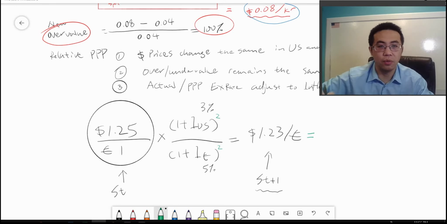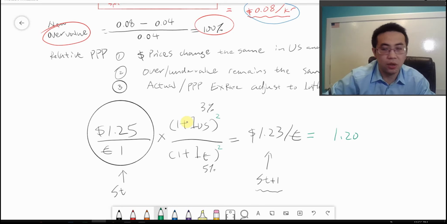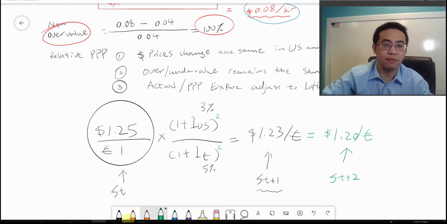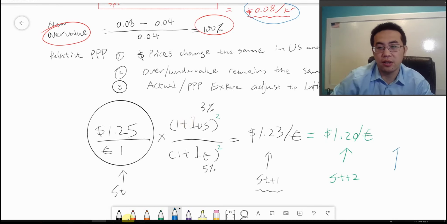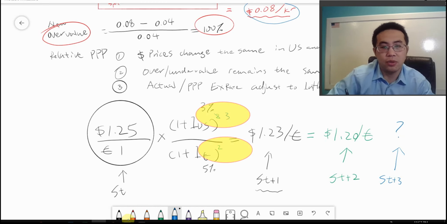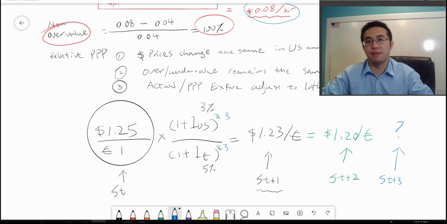So the answer would be 1.202. Okay, just $1.20 per euro. This is the exchange rate 2 years later, the spot rate, of course. And if I want to know the exchange rate 3 years later, then I will change the exponent from 2 to 3 and keep doing the same calculation over and over again.